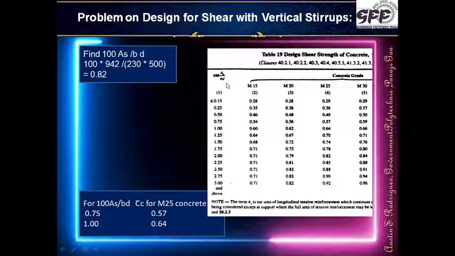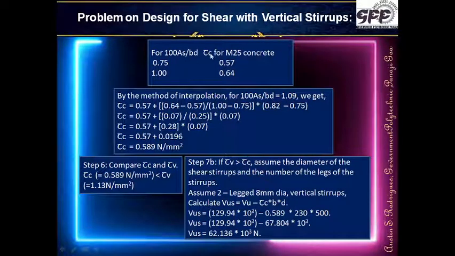Now 100 AS upon BD is 0.82. So we need to search where it is. So it falls somewhere in between these two, 0.75 and 1. And the type of concrete which we are having is M25 concrete. So we are looking at 0.57 and 0.64. Values for 0.75 is 0.57. For 1 it is 0.64. That's the one.